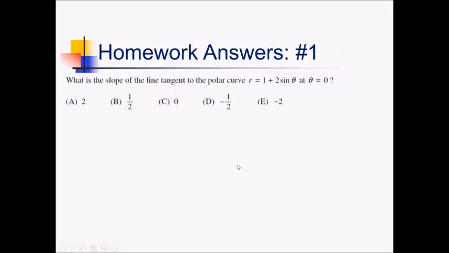BC Calculus 8.5 Part 1 homework solutions on polar functions, slope, and basic area. For this problem, we want the slope of the tangent line for the polar curve r equals 1 plus 2 sine of theta at theta equals 0.